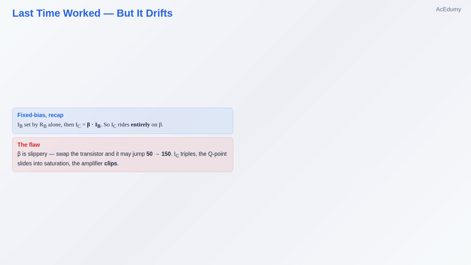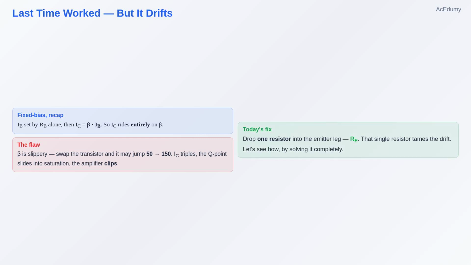Today we fix that, and the fix is almost insulting in its simplicity. We drop one resistor into the emitter leg. That single resistor, R sub E, tames the drift. Let us see exactly how, by solving the circuit completely.